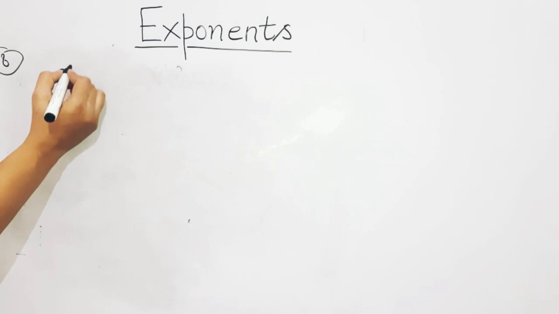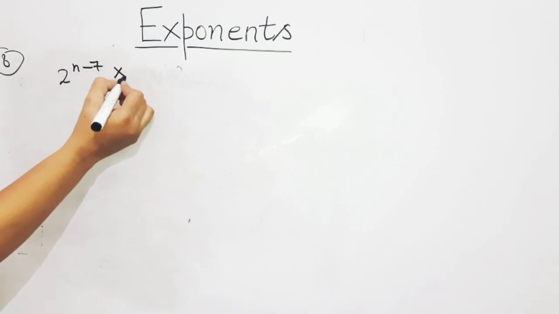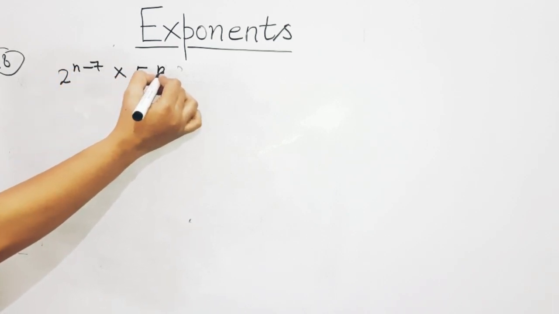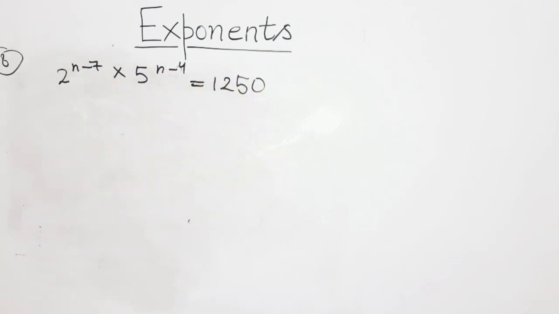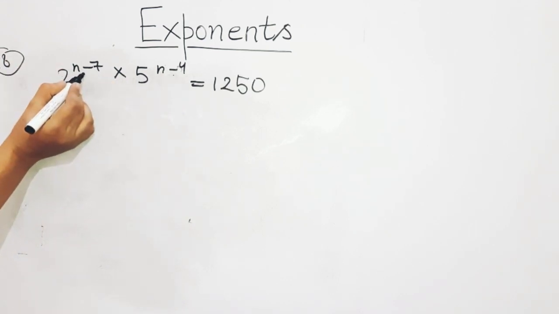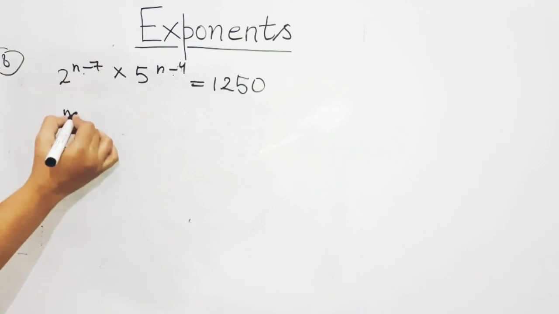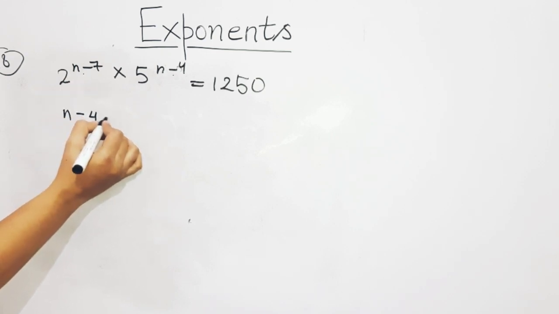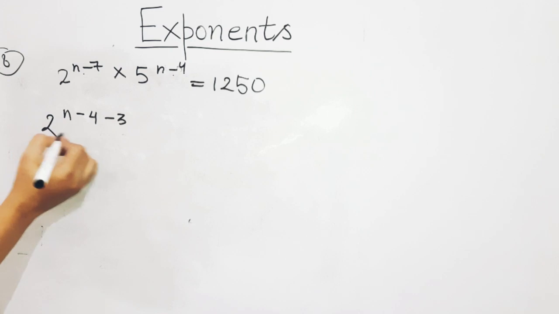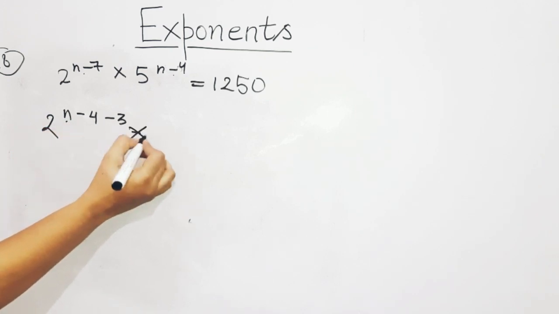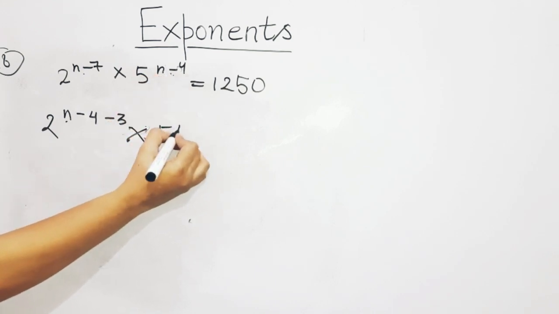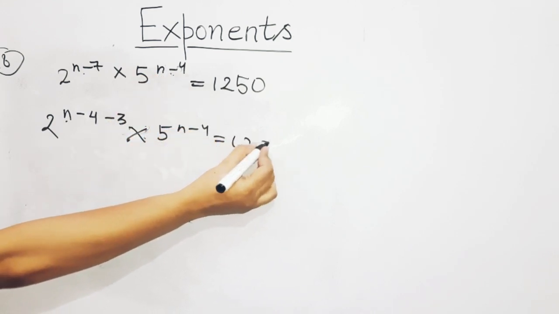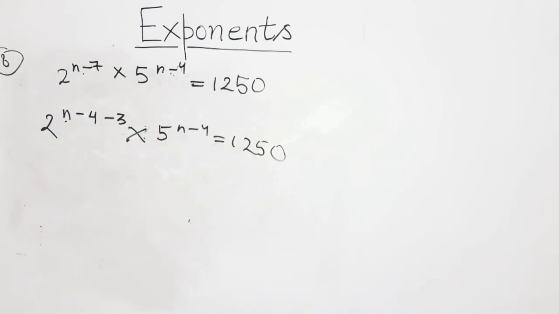As per the question, it is 2 to the power of n minus 7 multiplied by 5 to the power of n minus 4 is equal to 1250. Correct? Now we all know that this is n minus 4 and this is n minus 7. तो आप n minus 7 को ऐसे लिख सकते हैं n minus 4 minus 3. 2 to the power of n minus 4 and minus 3. हम इसको ऐसा इसलिए लिख रहे हैं क्योंकि हमें n minus 4 पावर सेम चाहिए. We have to make the power same. Right?